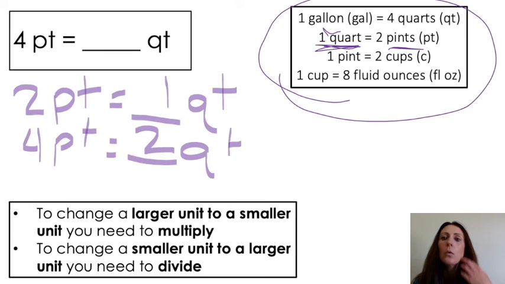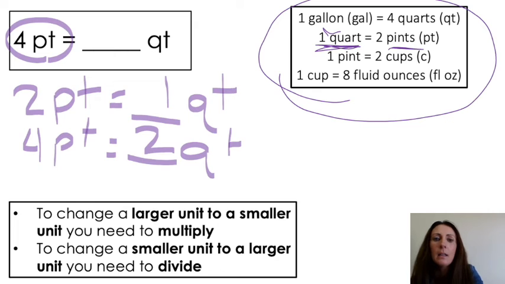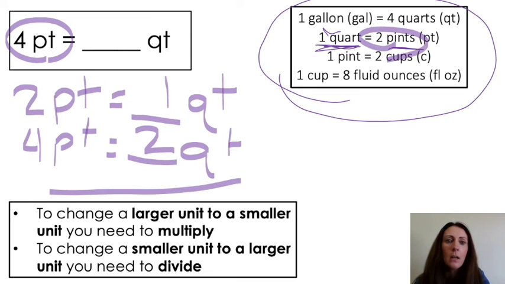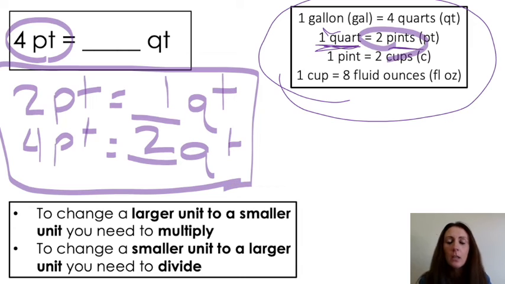You would take your 4 pints and you would divide it by 2, because there's 2 pints in every quart. I just right here broke it down for you so that you could see it a little bit easier.